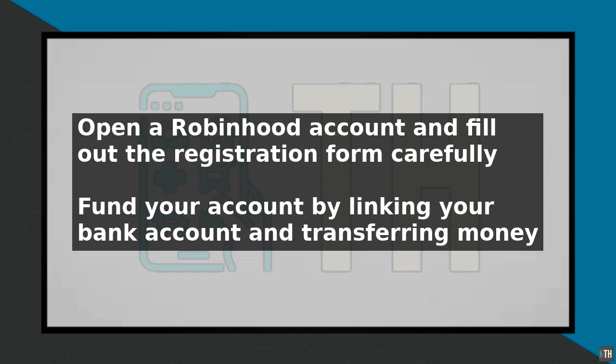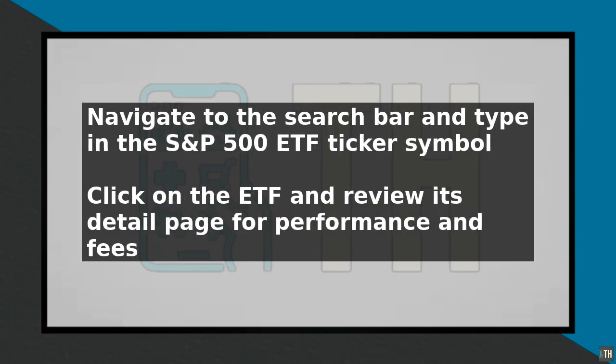On the detail page, click on the Buy button and enter the amount of money you want to invest. You can choose to buy a specific dollar amount or a specific number of shares. Keep in mind that Robinhood does not charge any commission fees for buying or selling ETFs, but you may be subject to a small management fee charged by the ETF provider.